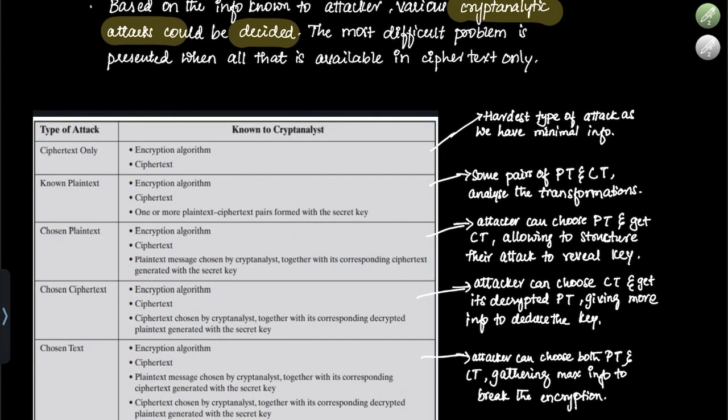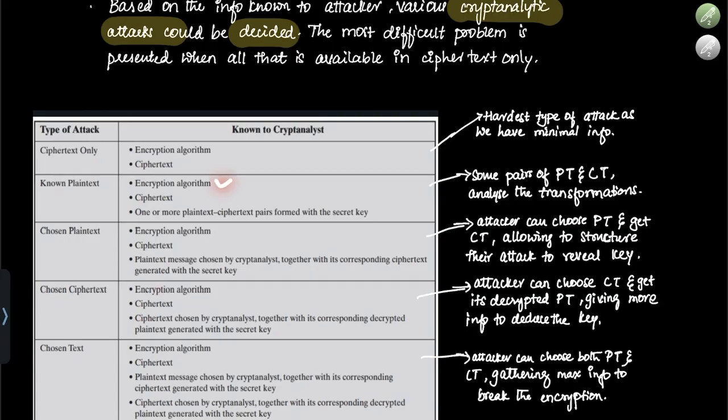So the first one is ciphertext only. Here an encryption algorithm is known, along with that the ciphertext is also known. So the attacker will have the ciphertext and the encryption algorithm. This will be one of the hardest types of attack to carry out because the attacker knows only minimal information. He has no clue about the plain text or the key. So without any of this information, it will be very difficult for the cryptanalyst to decode or attack. That's why this is one of the most difficult types, the ciphertext only attack.